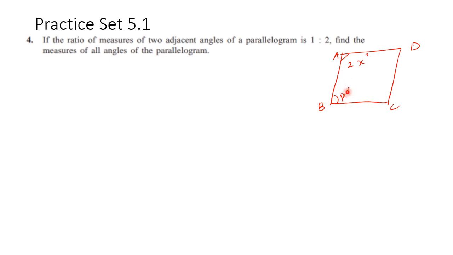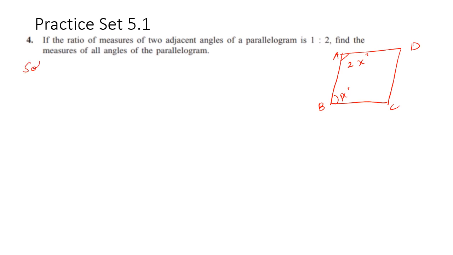So whatever the degree of angle B is, that would be the same as angle D, because opposite angles of the parallelogram are congruent. Similarly for angle A, whatever the degree is, the same degree would be for angle C, as they are again the opposite angles of a parallelogram. So let's solve.